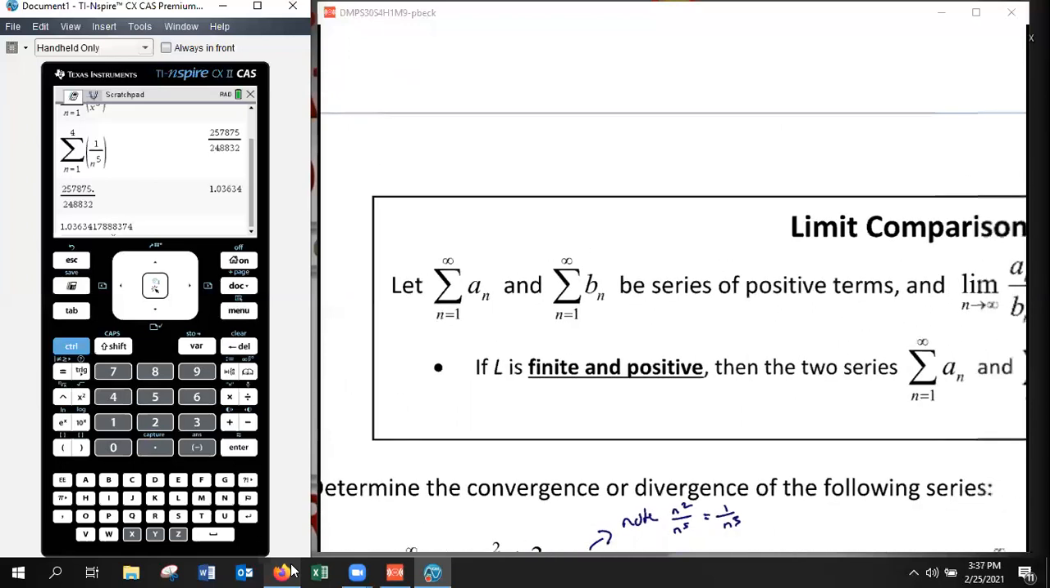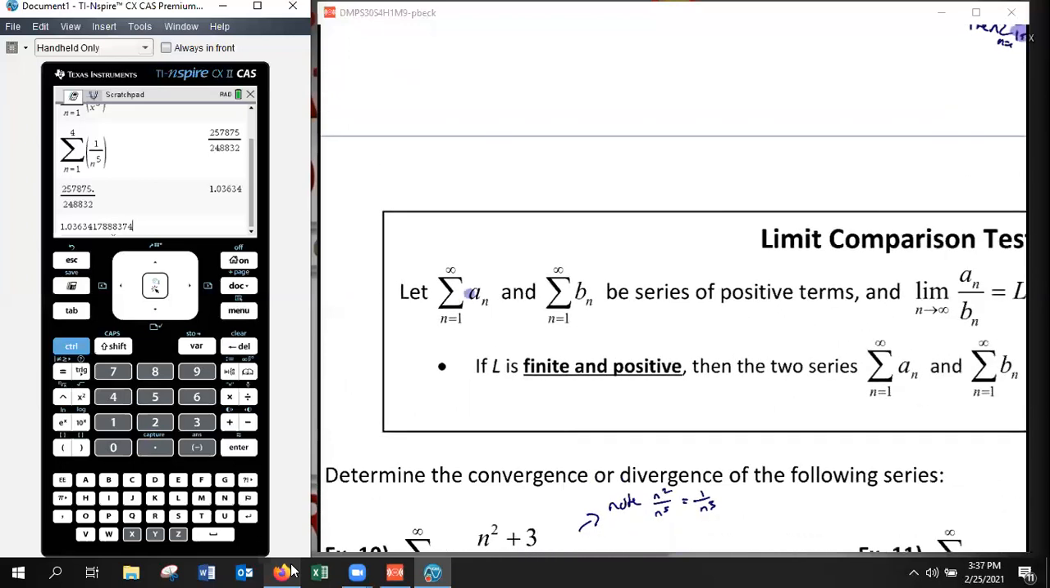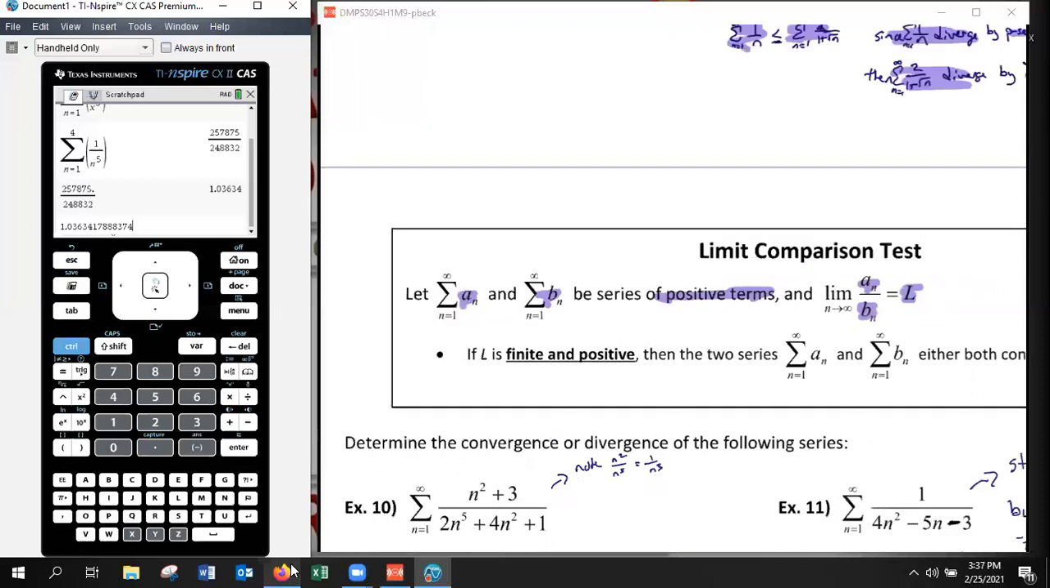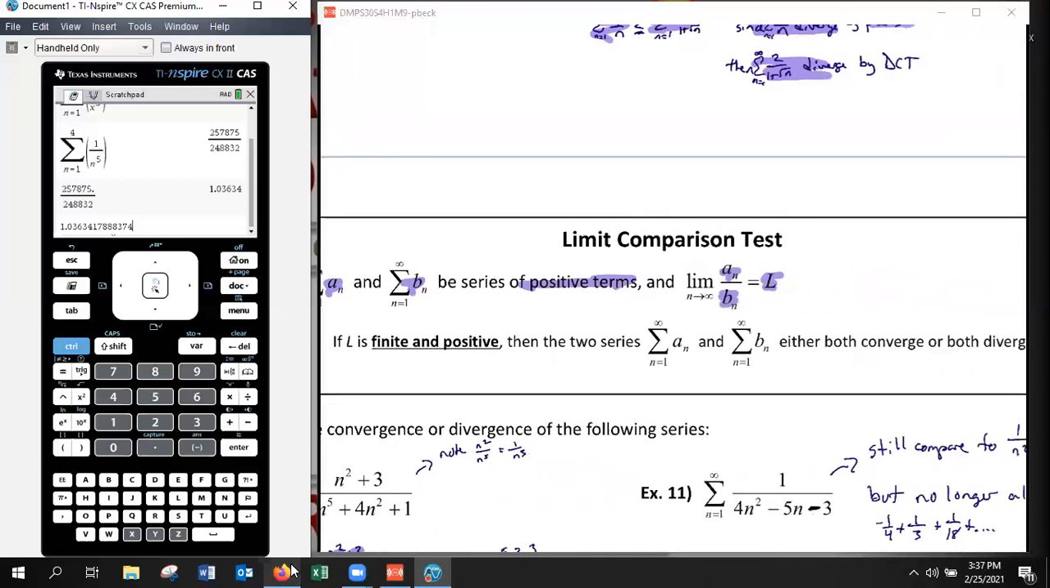The limit comparison test, once again, says if I have two series that both have positive terms, and they should be decreasing as well. It's not necessarily required as a condition, but you're not going to do a limit comparison test if the series is not decreasing. But anyway, if the ratio of those limits equals an actual number, then the two series will both either converge or they'll both diverge at the same time.